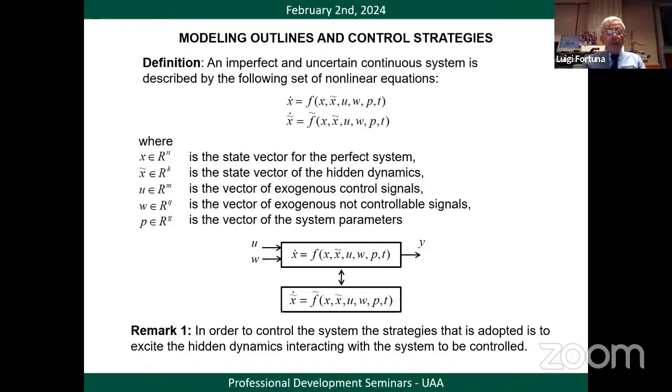So the second part of our task is to stimulate these subsystems and to favor the interaction with the main body of the system. And in this way, we can control the system itself with the hidden state variables that are not remarked by the general model of the system, and that are essentially due to the imperfection of the system.